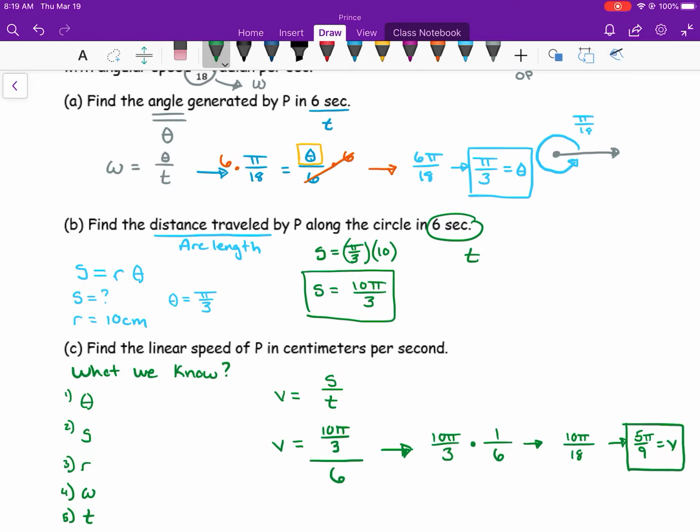Okay, so we're basically just going from linear to angular speed, because linear speed travels in a straight line, whereas angular speed rotates around a circle.